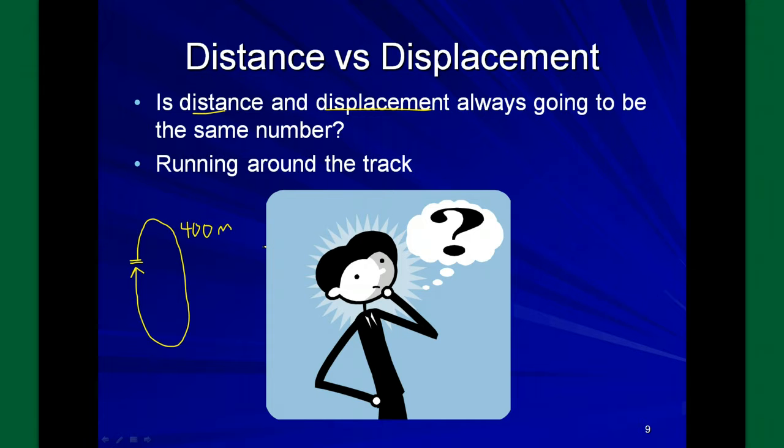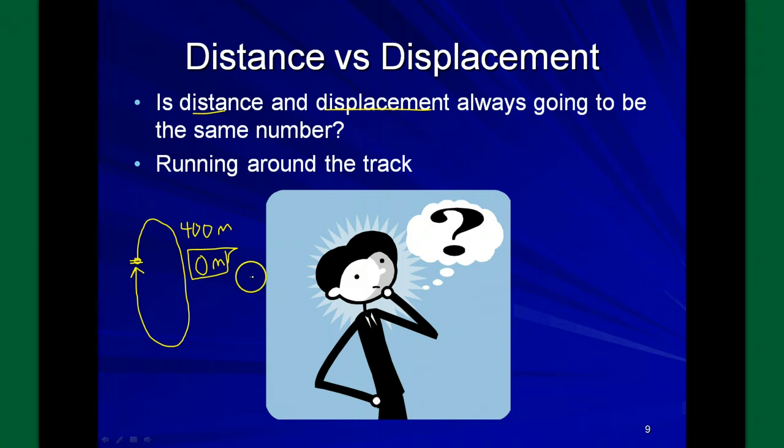Well, if displacement is the straight line distance from the beginning of a trip to the end of a trip, think about that for a second. What's your displacement? Since you start and end at the same place, the straight line distance from the beginning to end would actually be 0 meters, which is kind of funny to consider. You might run all the way around the track, you'd be panting and completely out of breath by the time you get to the end, and you would actually have a displacement of 0.